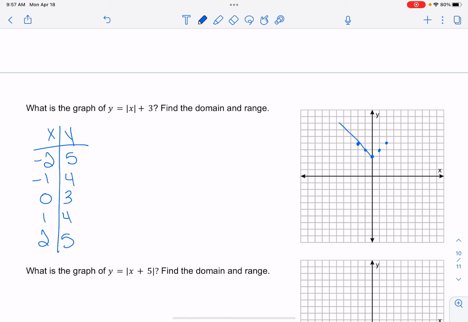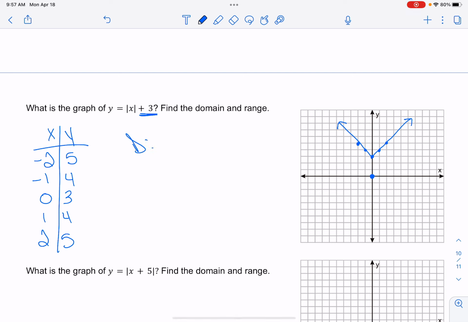And we connect those dots to form this V. And again, this makes sense, right? Because our original function, the parent function, would have started at (0, 0). And with this function, we had that plus 3, so that means that everything had to move up 3 points, so our vertex moved up 3.